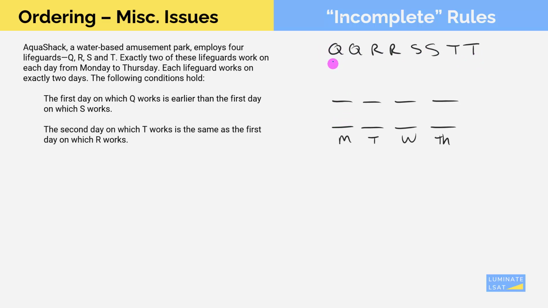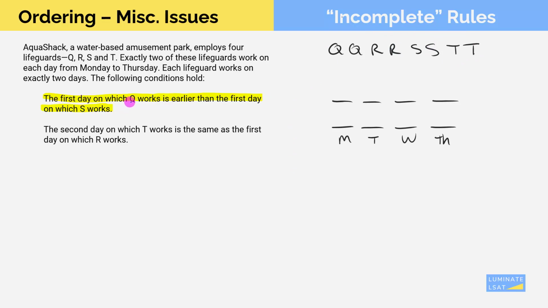Now, one thing that you want to note is because it says that exactly 2 of the lifeguards work on each day, that means you can't have Q, the lifeguard, for example, going like this. You can't have the same letter going twice on the same day, because then there's only one lifeguard working on that day. This is not allowed. You have to split apart each of these letters. So the 2 Q's have to go on different days, same with the 2 R's, the 2 S's, and the 2 T's. Now let's take a look at the first rule.